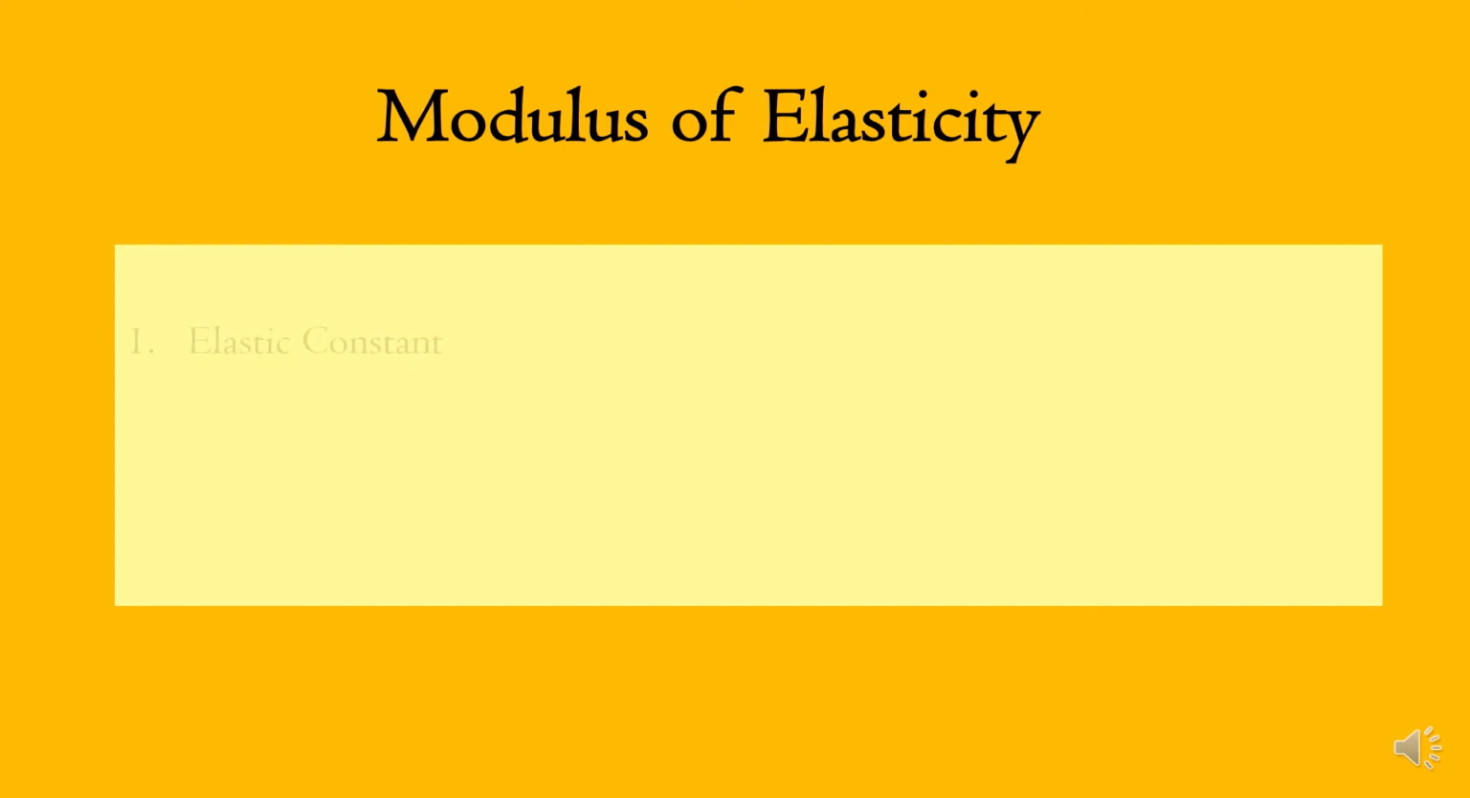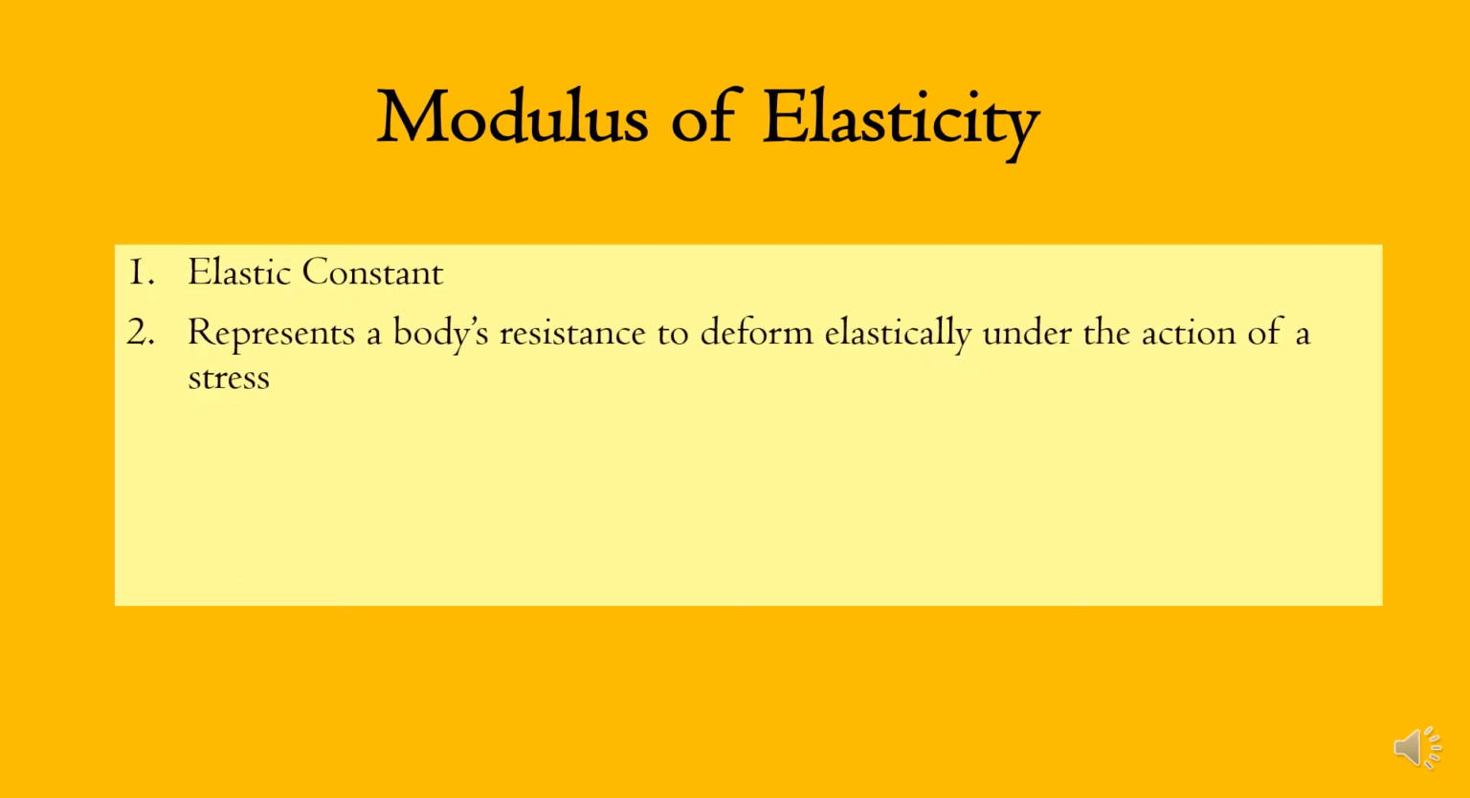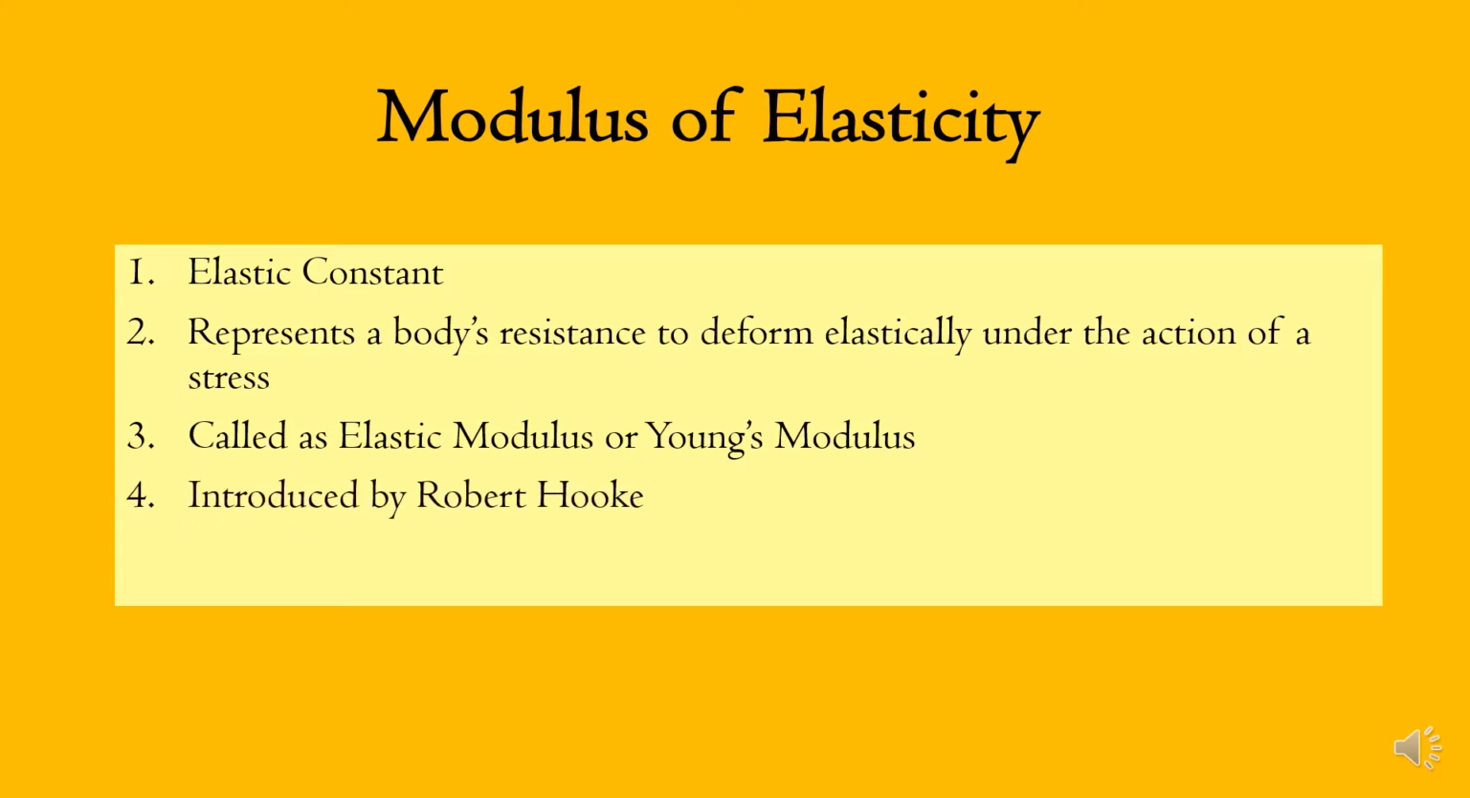Modulus of elasticity is an elastic constant of a material that represents a body's resistance to deform elastically under the action of a stress. It is also called elastic modulus or Young's modulus. It was introduced by Robert Hooke. It is represented by E.